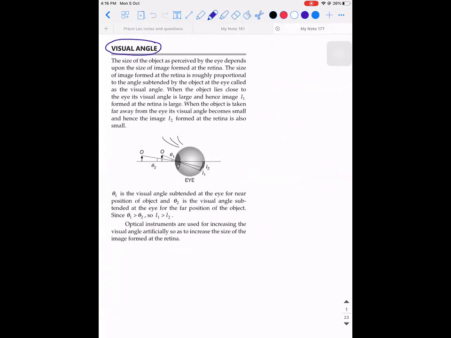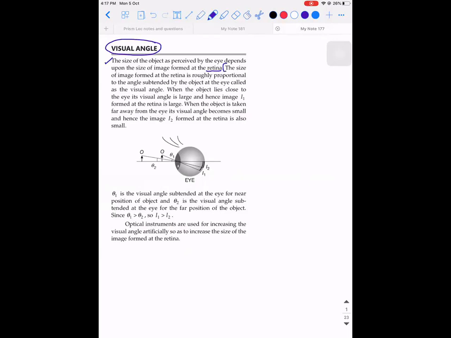When you are looking at an extended object, where is the image formed in the eye? It is formed at the retina. You would have learned this in your 10th standard, right? So the size of the object as perceived by the eye depends upon the size of the image that is formed at the retina. Accepted?